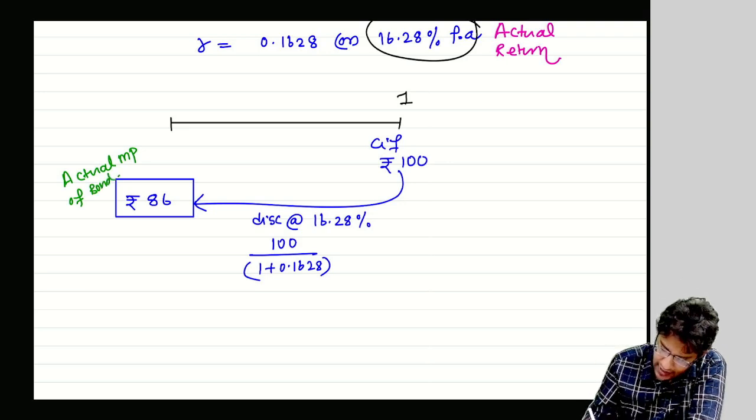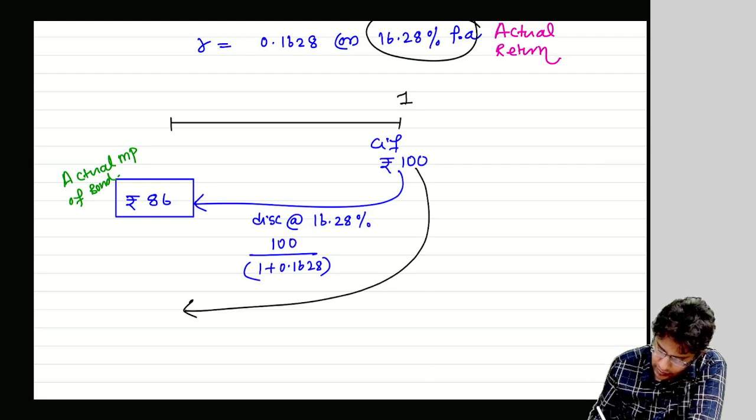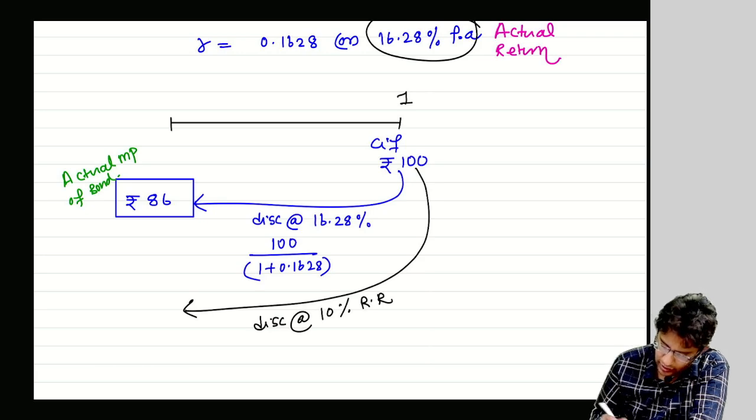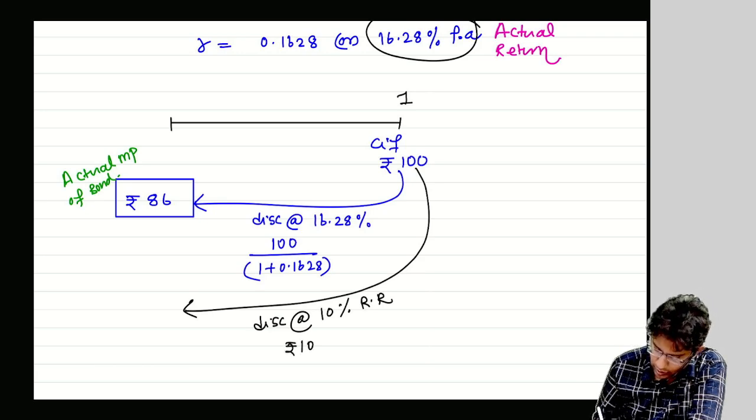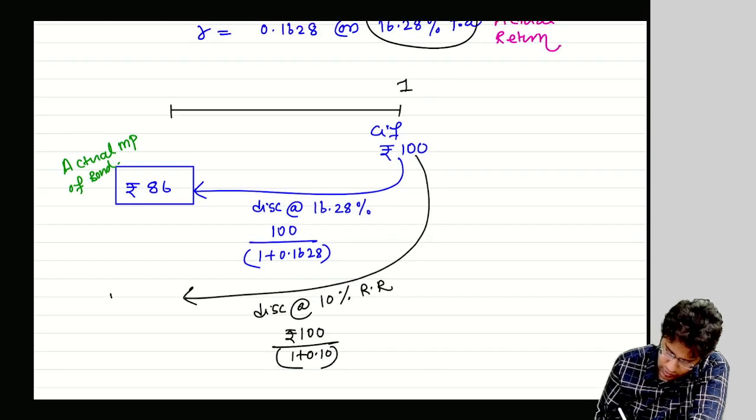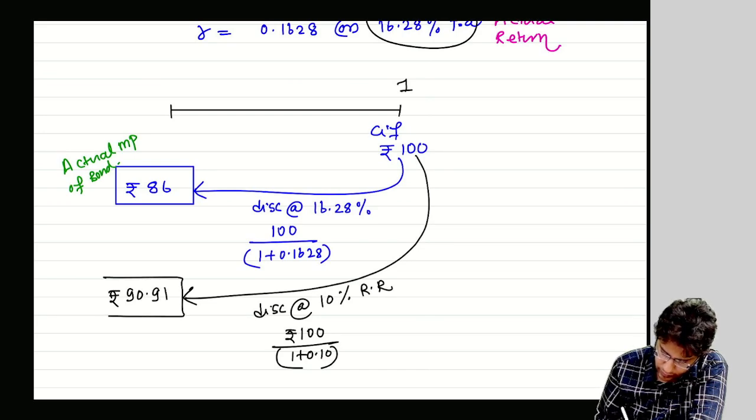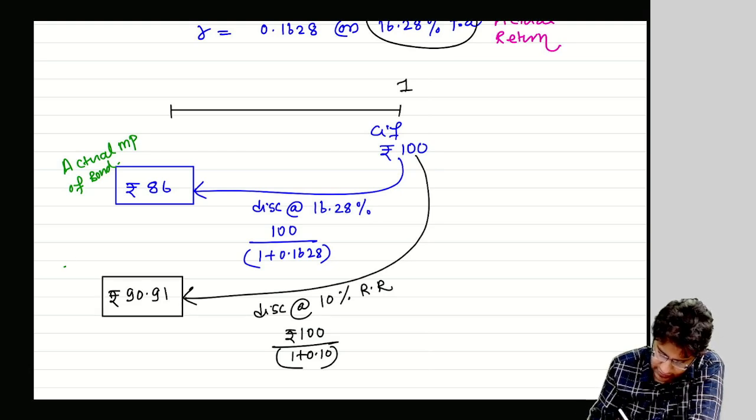Suppose I take the cash inflow and discount with 10%, which is your required return. We already did that, of course. If you want, again, I'll do 100 divided by 1 plus 0.10. 90.91. This one is called the fair value of the bond.